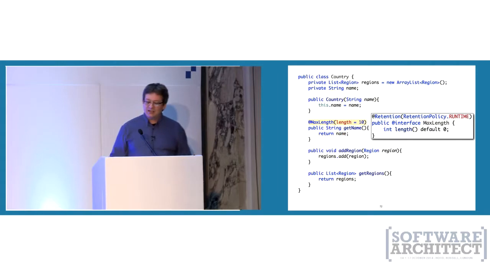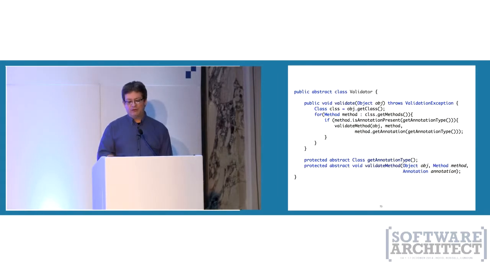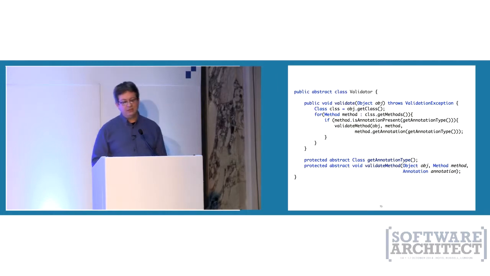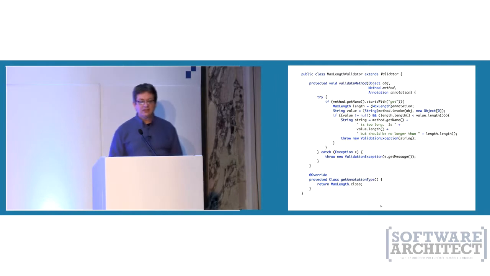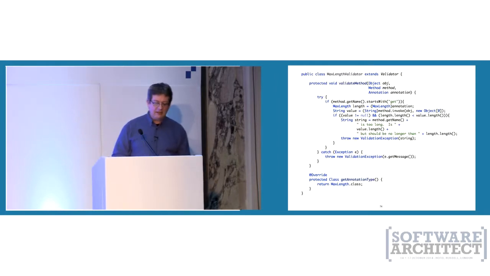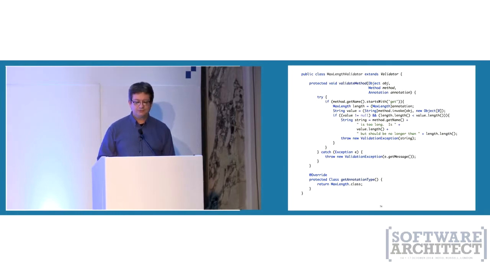So I can attach an annotation on that and build an interface like that, and then build this very simple little validator class. All this does is loop through all the methods on a class, look for a particular annotation, and if it's present, it calls this validate method. These are both abstract, so I subclass this, give it the annotation type, and tell it what I want to do, and it can do that. And so here's the max length validator that goes in and makes sure that none of the properties that I set have a length greater than 10 characters.